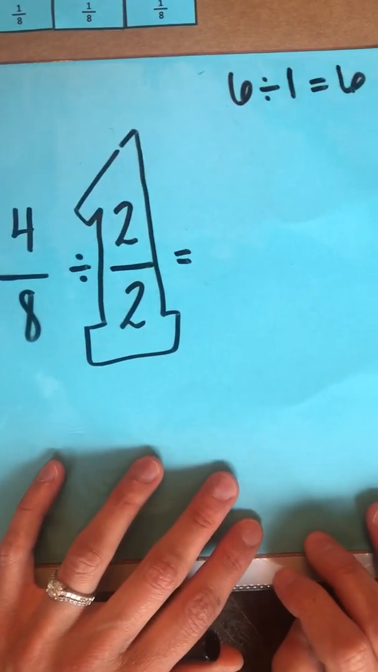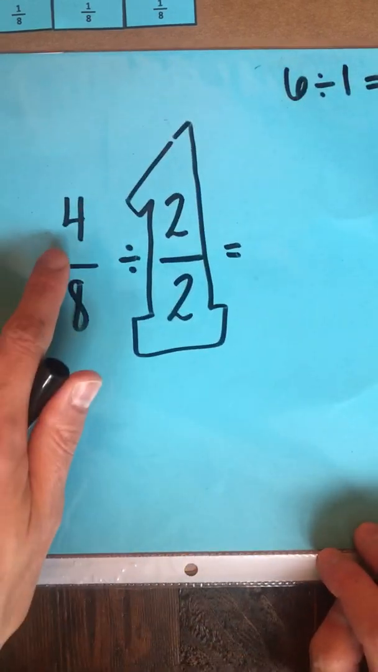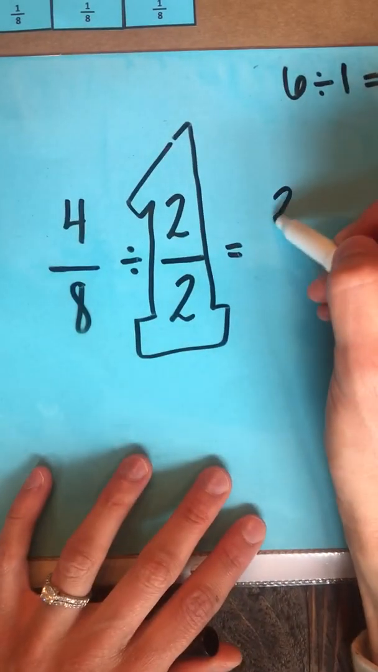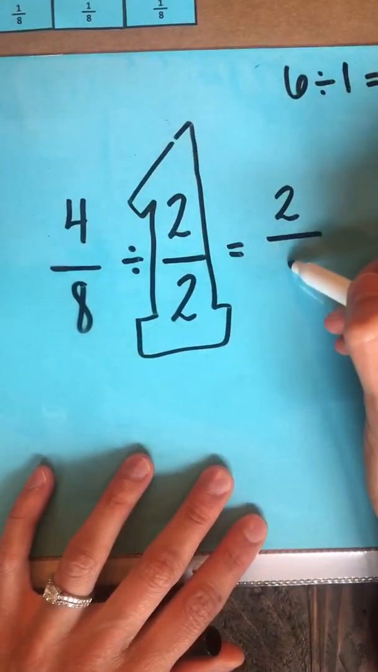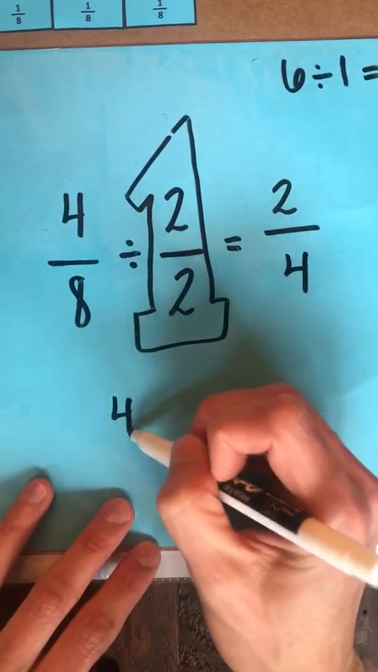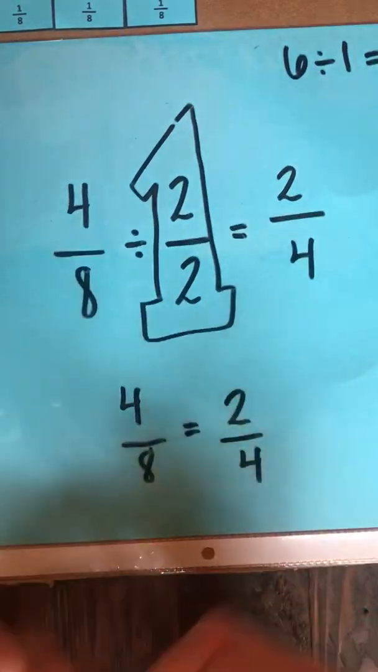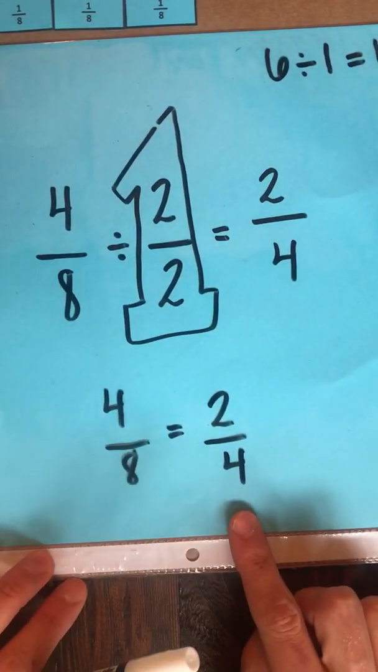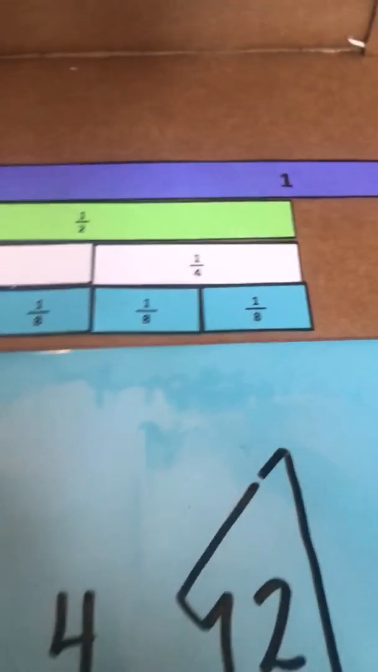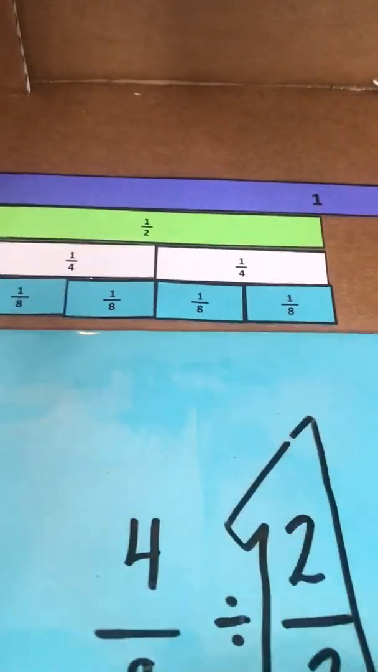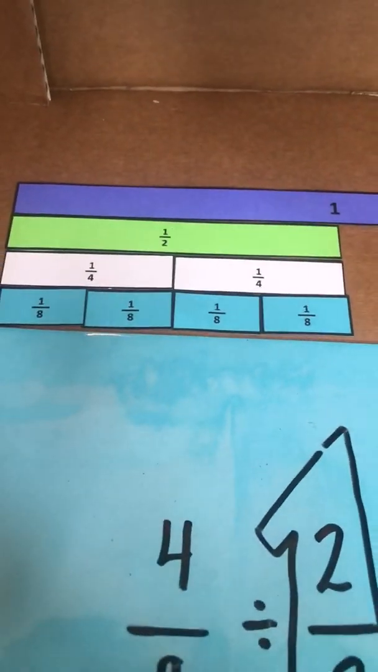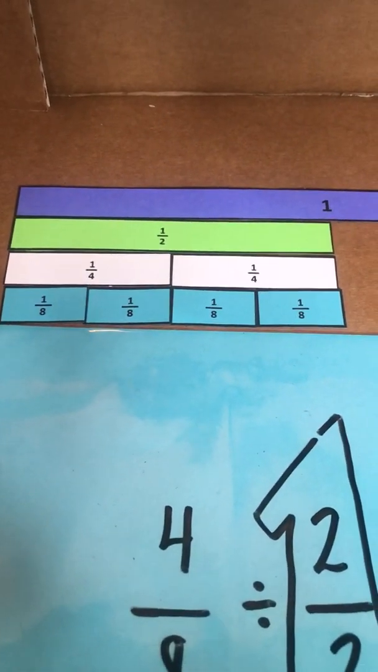And when we divide any number by 1, it is equal to itself. So 4 divided by 2 equals 2, and 8 divided by 2 equals 4. So 4/8 is equivalent to 2/4. Again, 4/8 looks different than 2/4, but remember, equivalent fractions look different, but they still represent the same part of the whole.